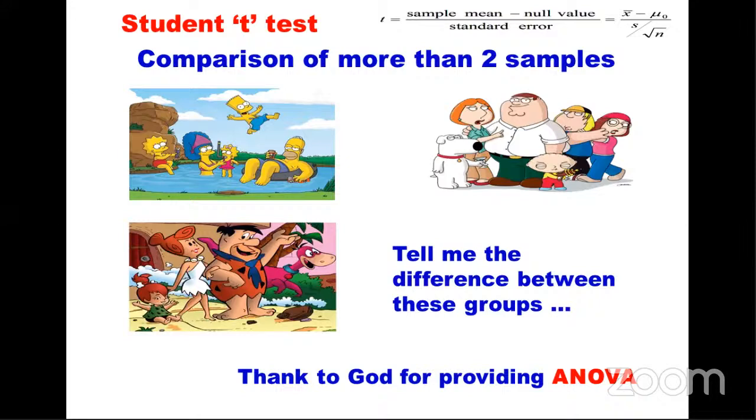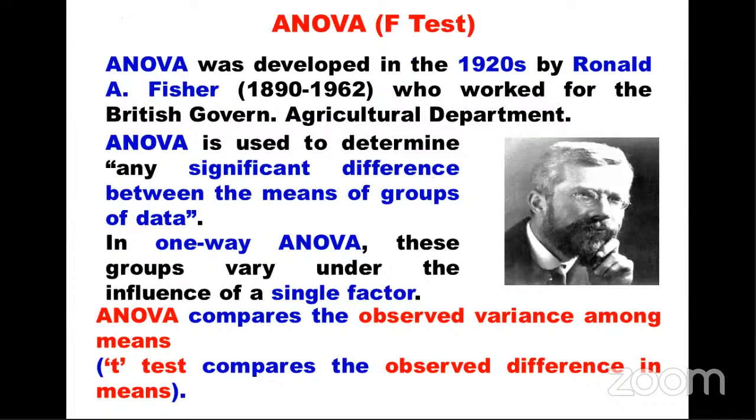So we thank God for providing the ANOVA calculation in the brain of the scientist, and that brain is Ronald Fisher. He was a very dynamic and intelligent person. And what he invented has been used since 1890 onwards, so more than 130 years.